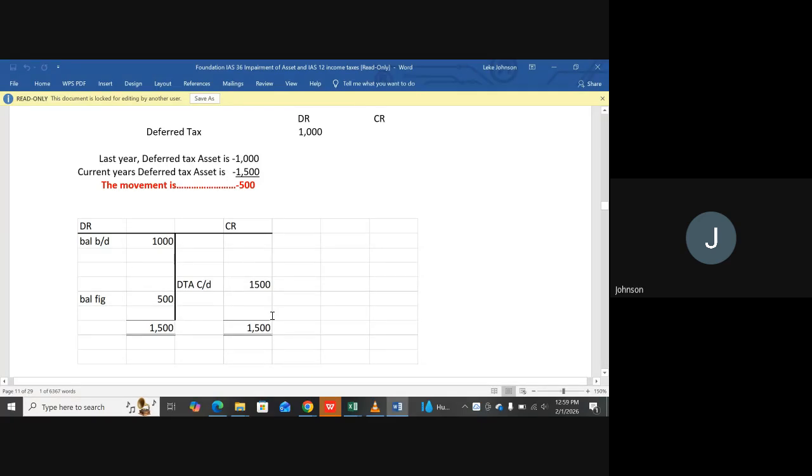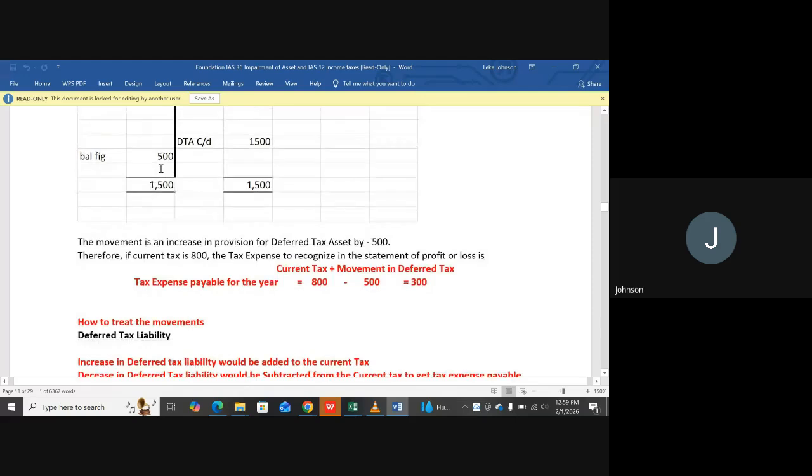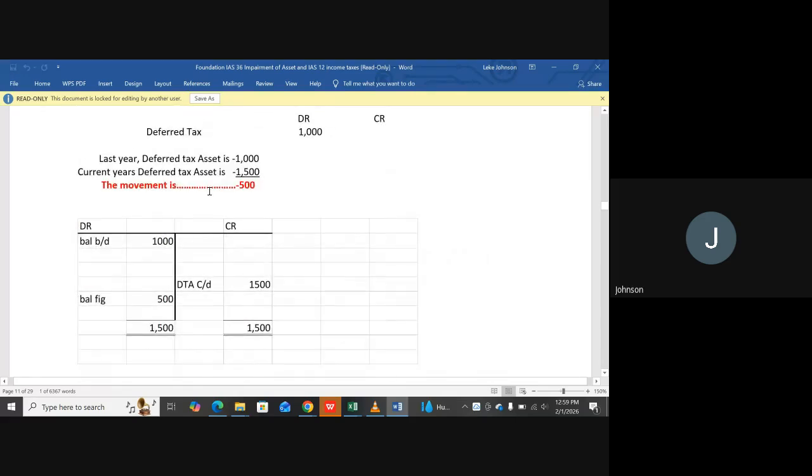So this place now becomes the balance. Here, both of them are now 1,500. Then what do we do? Here the place is balanced, but here there's a figure of 500 to make this balance. So we have a balancing figure of 500. That's why it is negative. So we have an additional asset of 500.